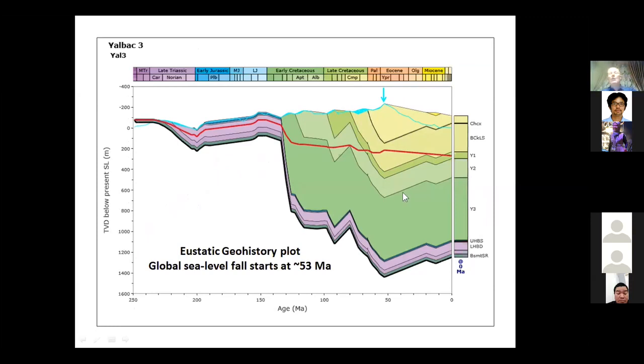And that turns out to be important for another reason that we'll get to in just a moment. So now, to attack this problem, we use instead the eustatic geohistory plot, which is not flat. And what we notice here is that the cyan line at 53 million years starts going down and sea level falls. That leaves this land dry, available for diagenetic transformations or erosion.